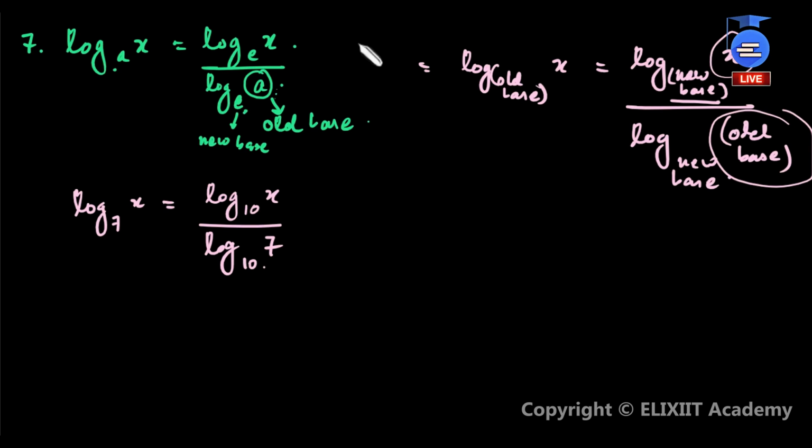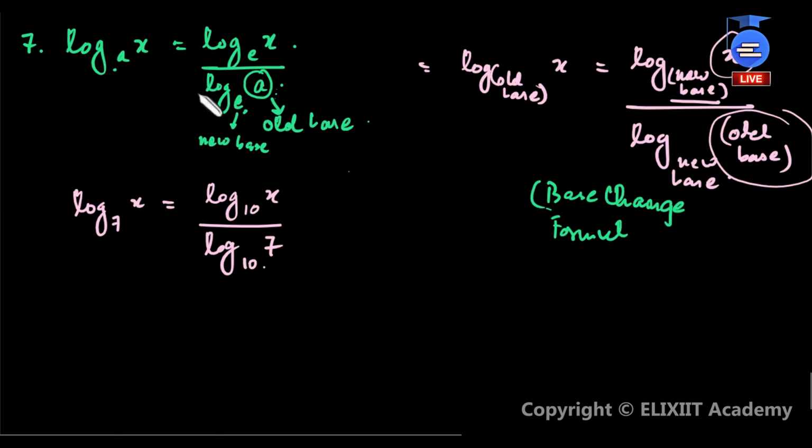This is known as the base change formula. Actually, this is not a formula; this is a method which I have discussed to change the base. Further, we can break this numerator and denominator by properties of log, and you will get back log x base a only. So we do not need the proof of this. This is the base change formula, a method of changing the base. Whenever you're asked to change the base, you can use this particular method.